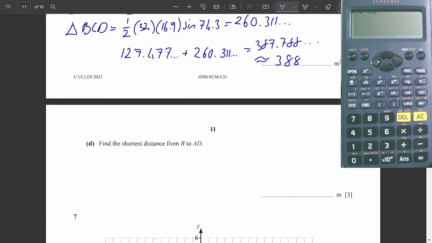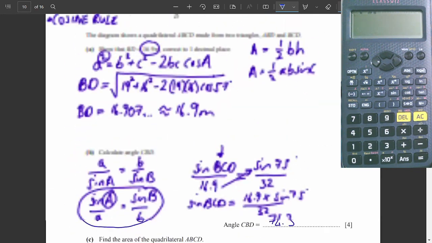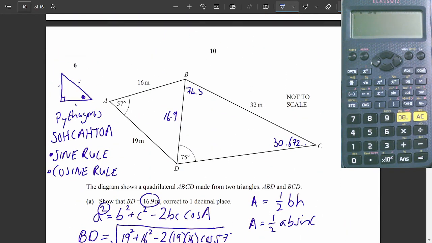Question 6D. Find the shortest distance from B to AD. So let's first look at that distance. What do they mean? From B to AD, the shortest distance can only be one thing, a perpendicular right angle line. Okay, so we want to know this distance here. Immediately now we've got a right angle triangle. Great, we mentioned that before. And in that right angle triangle, we've got an angle and we've got a side.